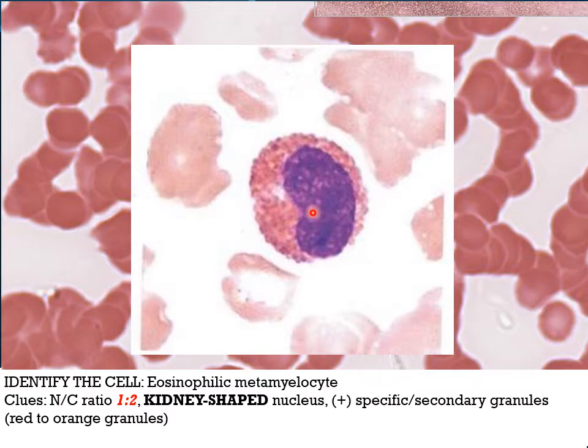Okay, next. Ang ating nucleus ba ay may obvious indentation? Yes, mukha na siyang kidney, no? And then, obvious, anong kulay ng ating granules? Halos red to orange. So, ano ang stage natin? Eosinophilic metamyelocyte.